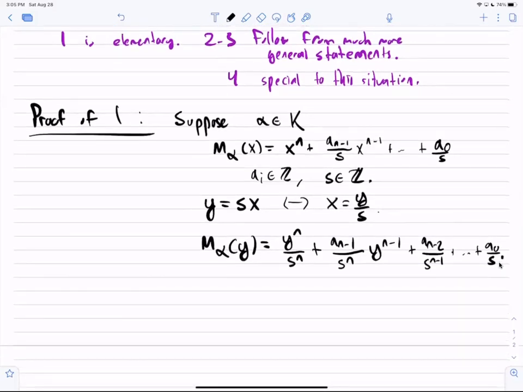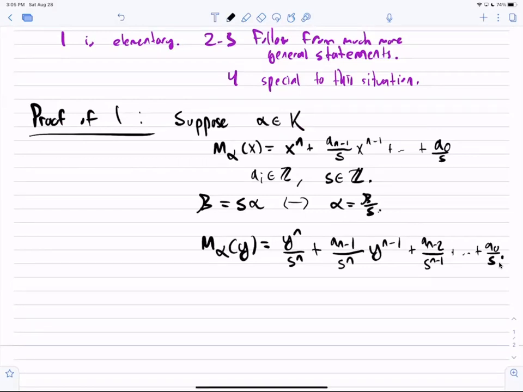Okay, so this is not the minimal polynomial of y, because this is just what I got by substituting x is equal to y over s into the minimal polynomial of x. Sorry, this is not the minimal polynomial. Well, let me try again. Sorry, y is supposed to be s times alpha. Okay, let me try this again. Beta is supposed to be s times alpha. That means alpha is equal to beta over s.